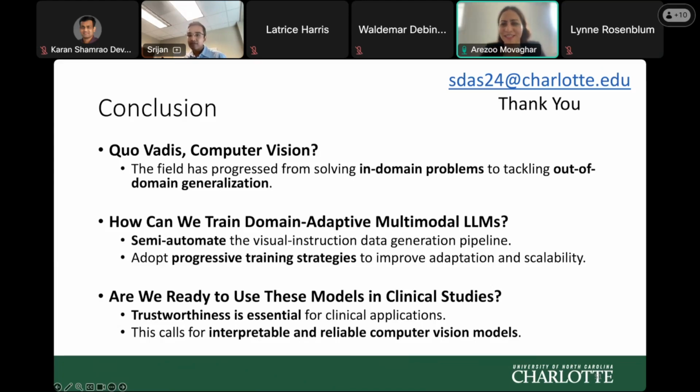I'm assuming it's digital pathology. What digital pathology data did you train your models on? Do you use publicly accessible datasets, or is there a need for digital pathology data lakes?